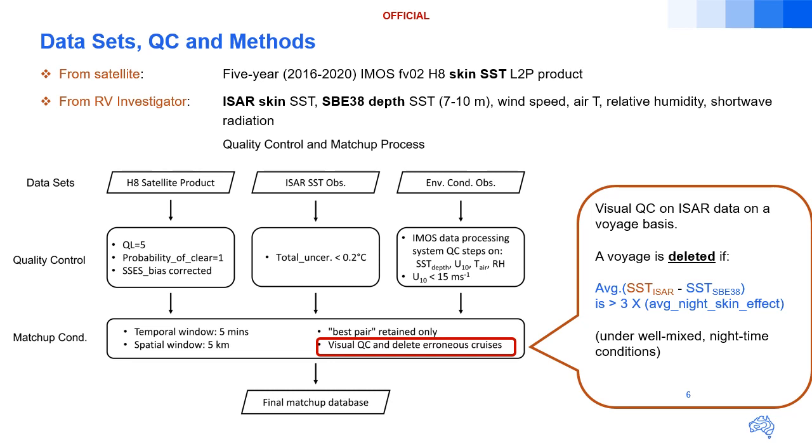And we decide that if the temperature difference between these two is higher than, say, 3 times the average nighttime cool skin effect amplitude, we are going to say, okay, we cannot trust this voyage, and it has to be deleted, including the daytime measurements. With this QC step, we have identified 5 voyages within the 5 years that the data is not trustworthy, and they are not included in the following analysis.